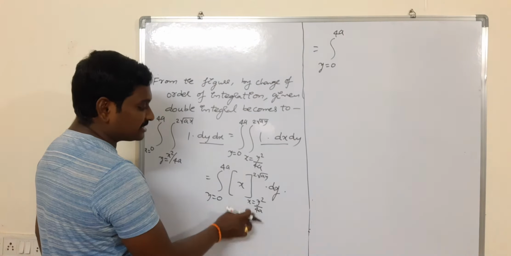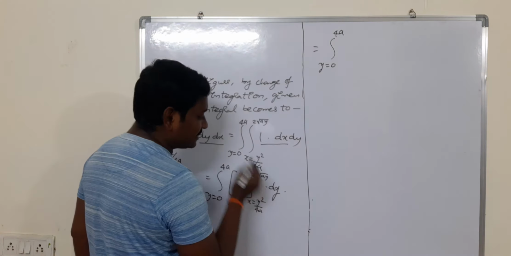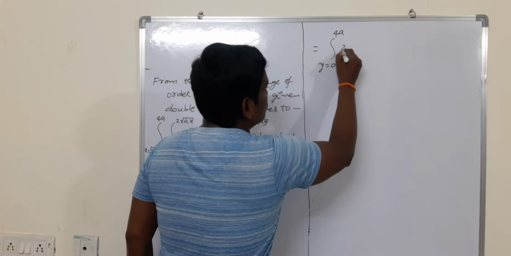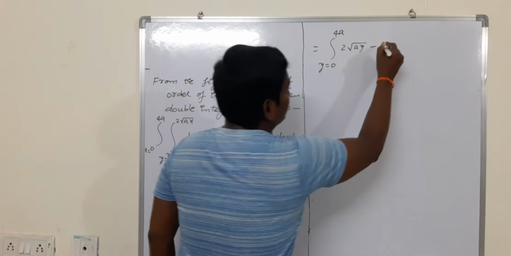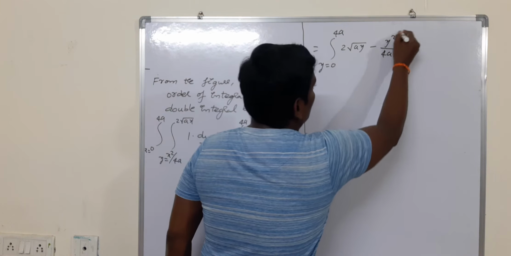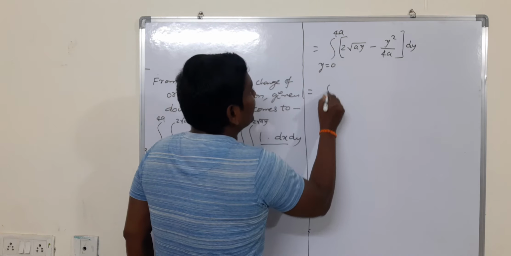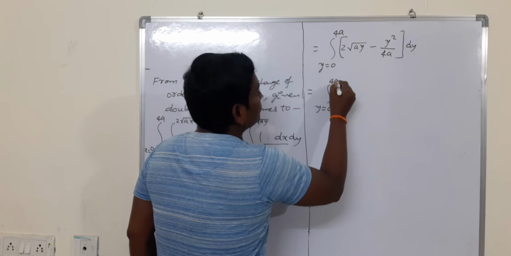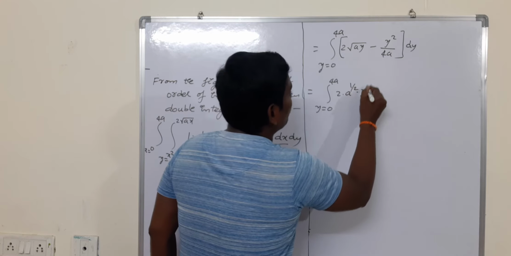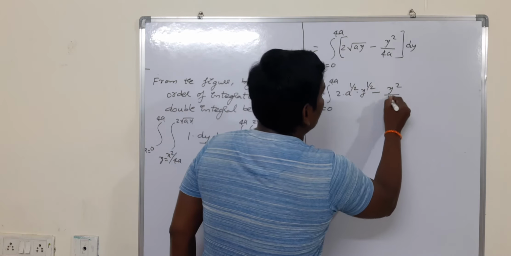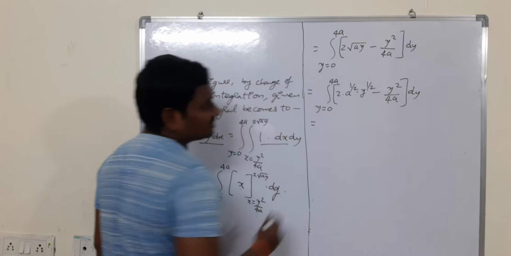Integral 1 dx is x within the limits of x. Now replace the upper limit minus lower limit. Whenever we have x, replace it by 2 root over ay. So 2 root over ay minus y square by 4a of dy. So integral y is equal to 0 to 4a, 2 into root over ay can be written as a power 1 by 2 into y power 1 by 2, minus y square by 4a, whole into dy.